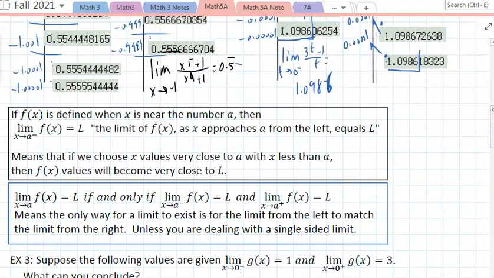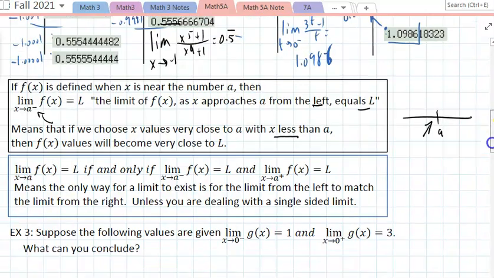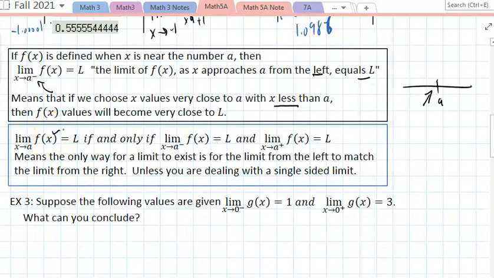If f of x is defined where x is near a number, then the limit as x approaches a from the left equals L means that if we choose x values very close to a that are less than a, remember, from the left, then f of x will become very close to L. If the limit as x approaches a number is L, that means the limit from the left must match the limit from the right. So if they ask for a single-sided limit, you could do that.